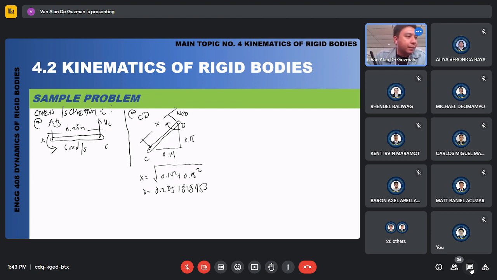Okay? Since we have obtained this, what else do we need next? We need the linear velocity. How do we show our linear velocity? It is at point C. So this is the linear velocity, V sub C. Sorry, this one is B. V sub B, V sub C. Okay? Okay so far? Okay, next.